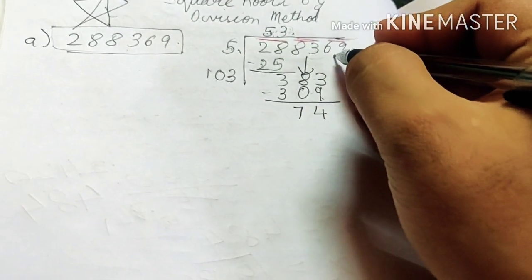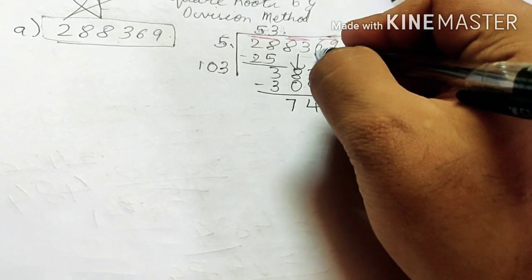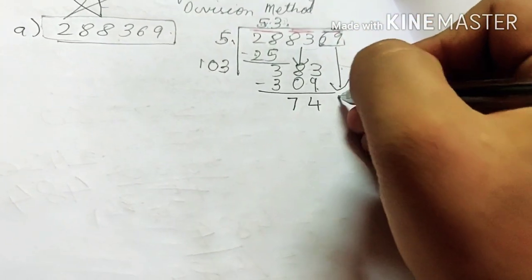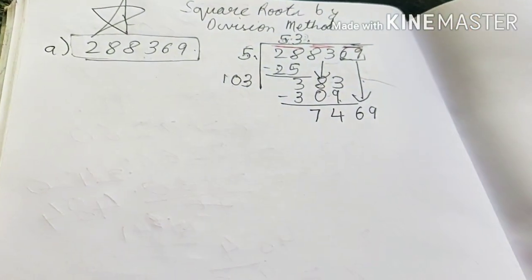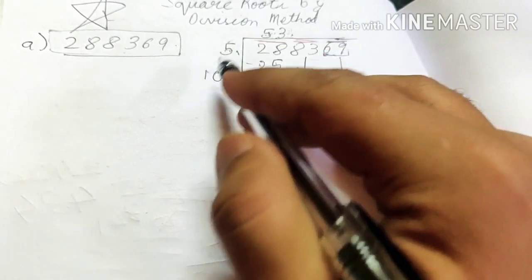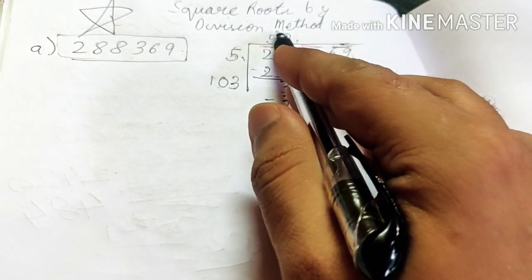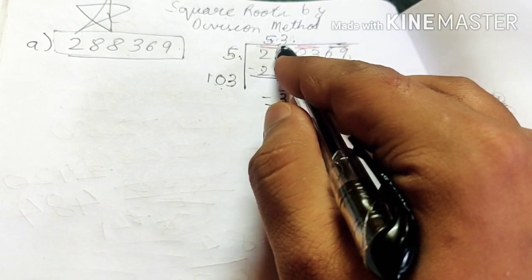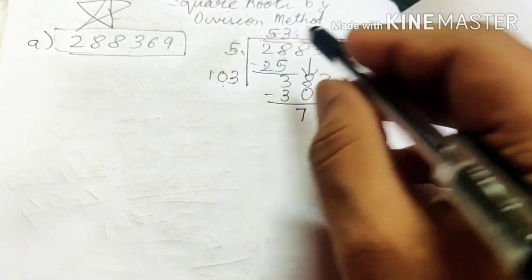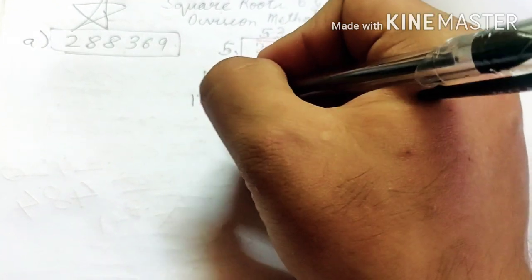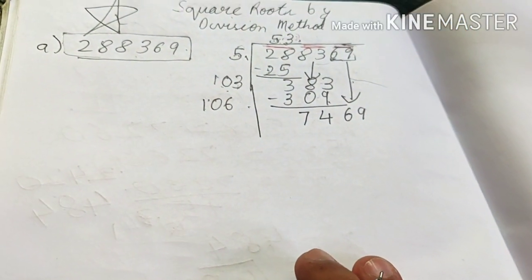Then further we will take down this complete pair, it will come 7469. What further will we do? It was 53 in the quotient. Like in the above step, we doubled the 5 and wrote 10 here. In the same way, we will double 53. It will be 106.